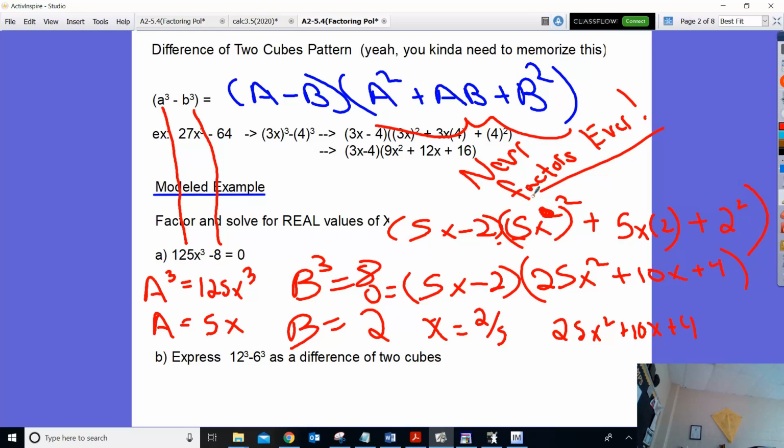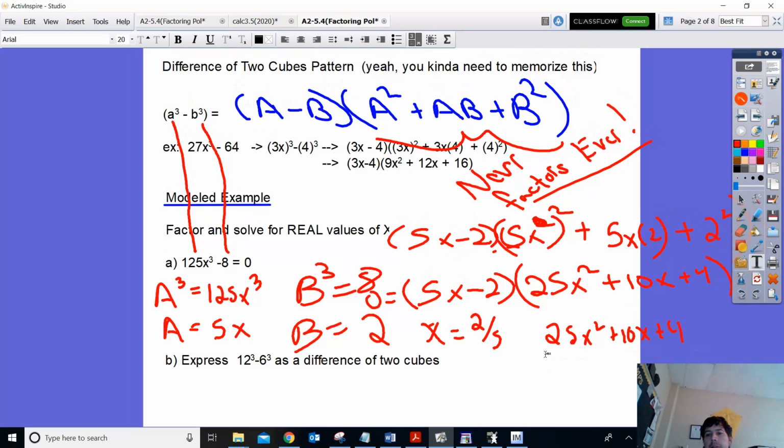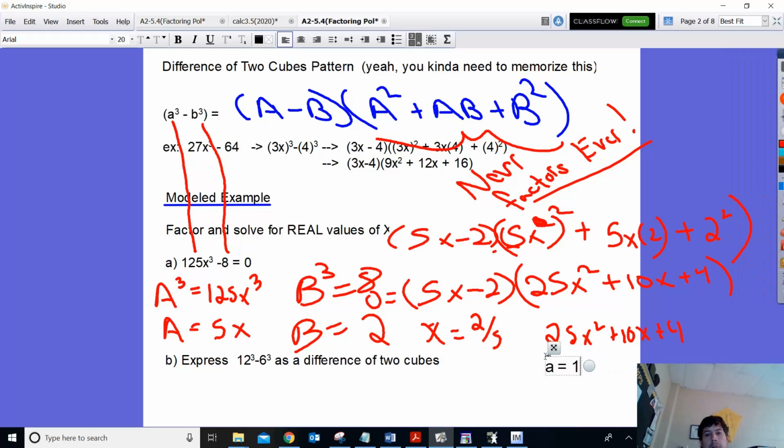So if you thought there were real answers there, what would you have to do? You have to do the quadratic formula. So if we did the little quadratic formula here, what would A be? A is 25. B is 10.